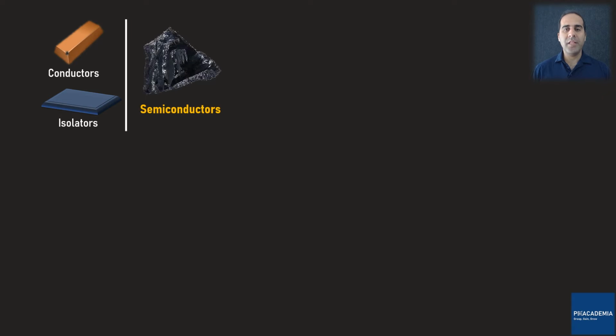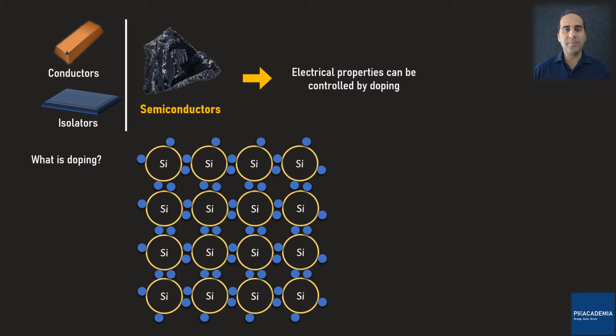In the introduction lecture of this course, I talked about the conductors, insulators, and semiconductors. Semiconductors have gained popularity in the electronics industry mainly because their electrical properties can be controlled by doping. But what is doping? To address this question, let's look at this two-dimensional silicon lattice. This is just an example.